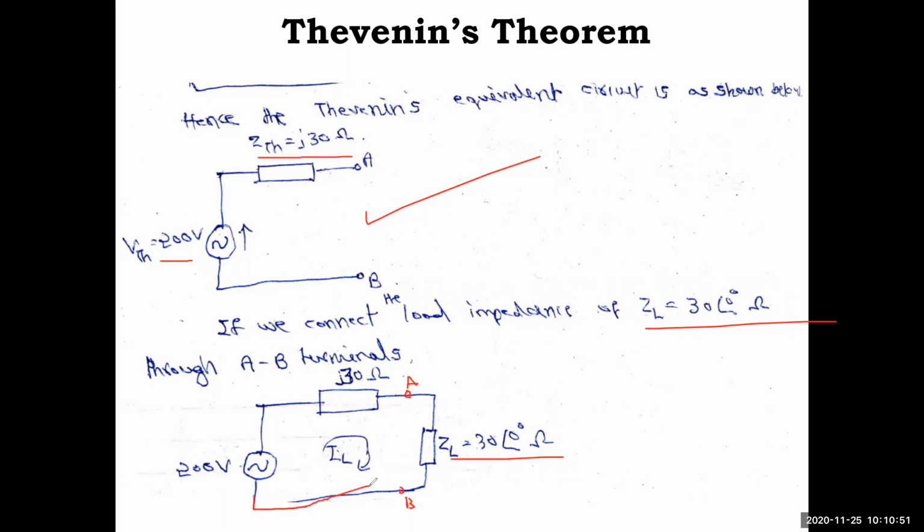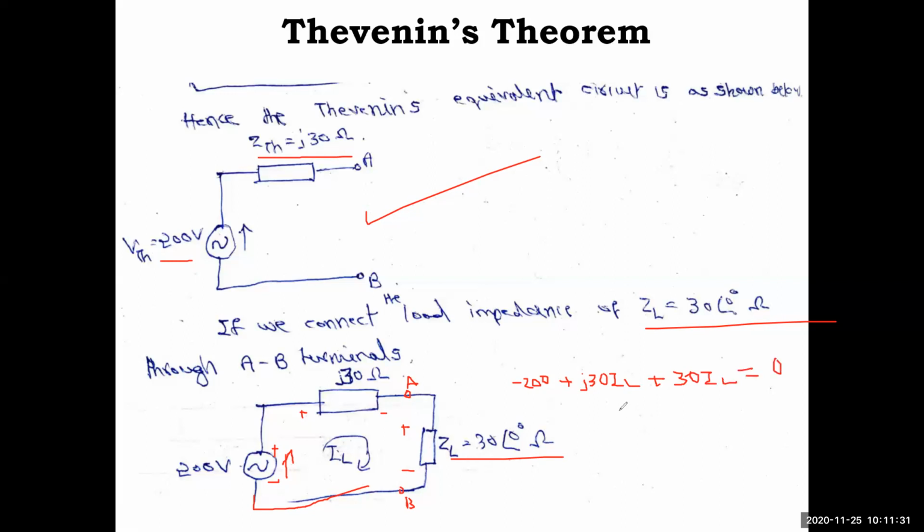Now apply KVL here. For impedance, you will always have plus minus with the current entering. Here also plus minus. So apply KVL, or straight away you can write. Since the current conventionally goes from minus to plus, we consider minus 200, then plus J30 into load current IL, then plus 30, since 30 at an angle 0 just means 30, into IL is equal to 0.